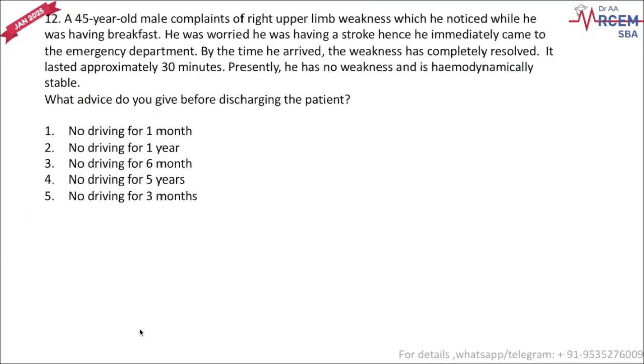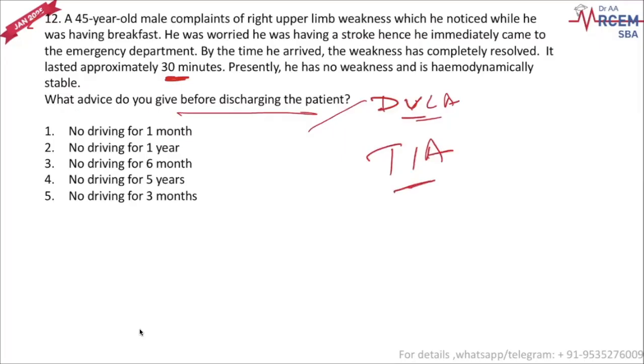A 45-year-old male complains of right upper limb weakness, which he noticed while he was having breakfast. He was worried he was having a stroke, hence he immediately came to the emergency department. By the time he arrived, the weakness had completely resolved. It lasted for 30 minutes. Presently, he has no weakness and is hemodynamically stable. What discharge advice, what is the DVLA driving advice they are asking here? So what is the diagnosis here? He has completely recovered and got back to baseline, so it is a TIA.